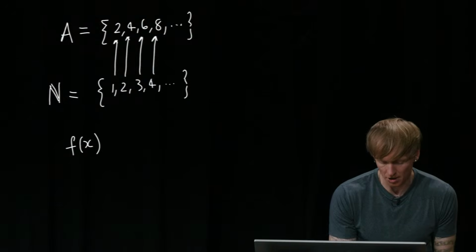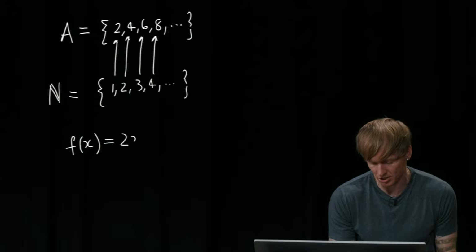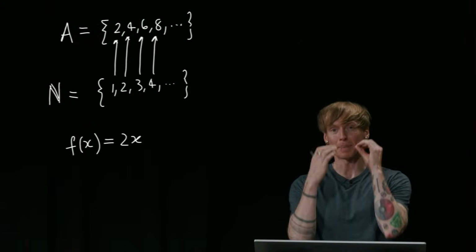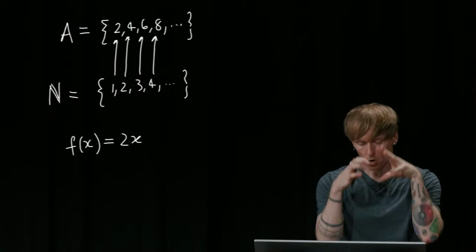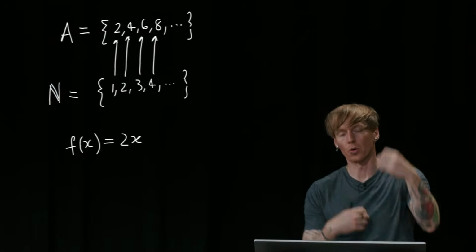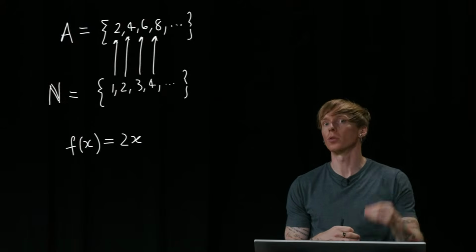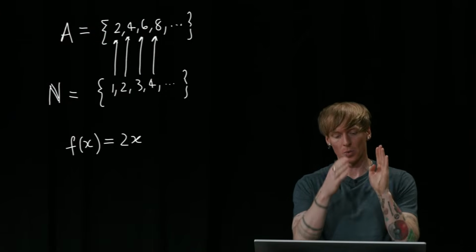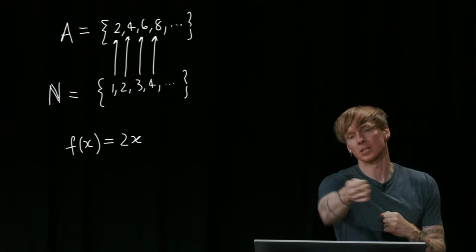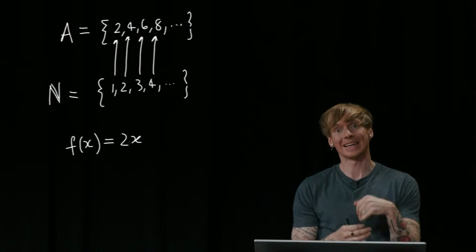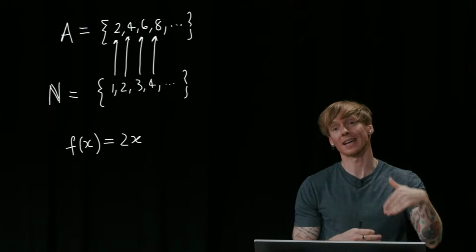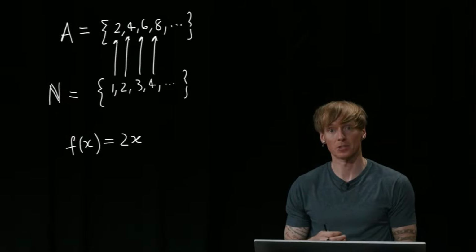So our counting function or our bijection is simply f of x equals 2x. That is a bijection. We are mapping all elements in N to all elements in A, all even numbers, so it's definitely onto and surjective, and one arrow goes into one number. So it's one-to-one, it is injective, therefore altogether it's a bijection, and we can say that the set of even numbers is countable.